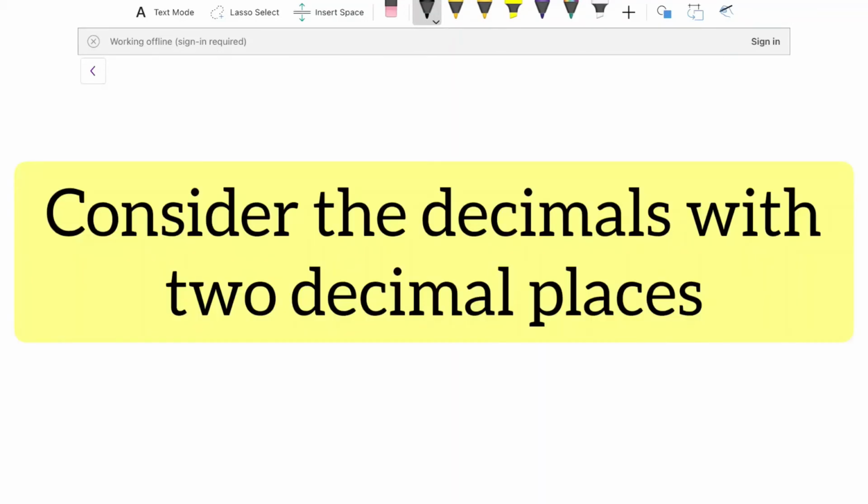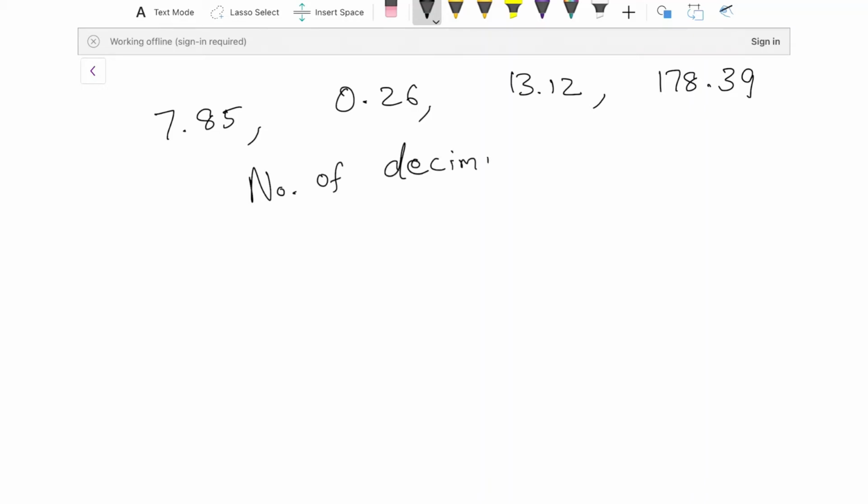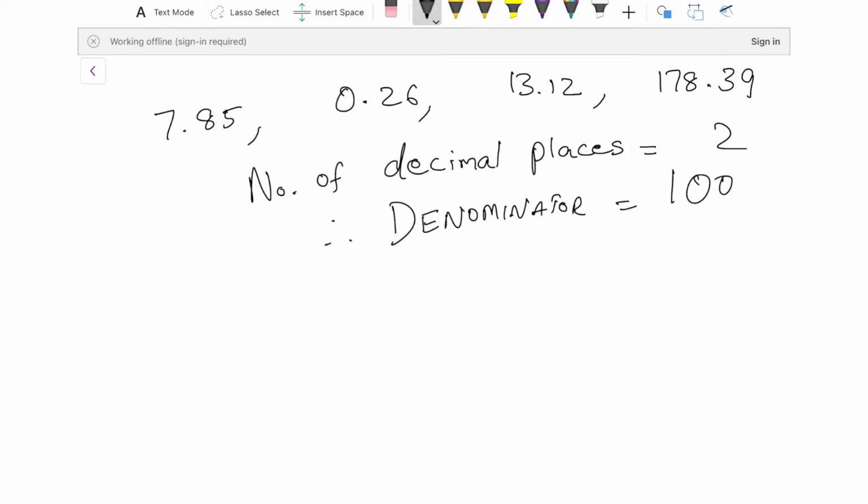Now let's take the decimals with two decimal places. Here's an example: 7.85, 0.26, 13.12 and 178.39. Okay, so number of decimal places. How many decimal places are there? How many are there? 2. All right. Therefore, can you tell me what will come in the denominator? Very good. Denominator will be 100 because you have 2 decimal places.